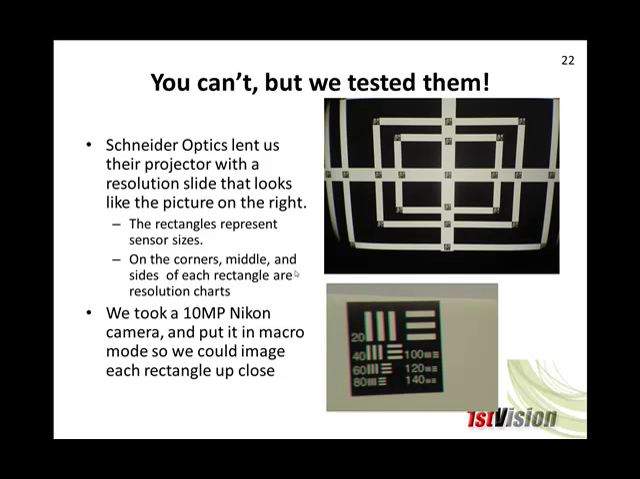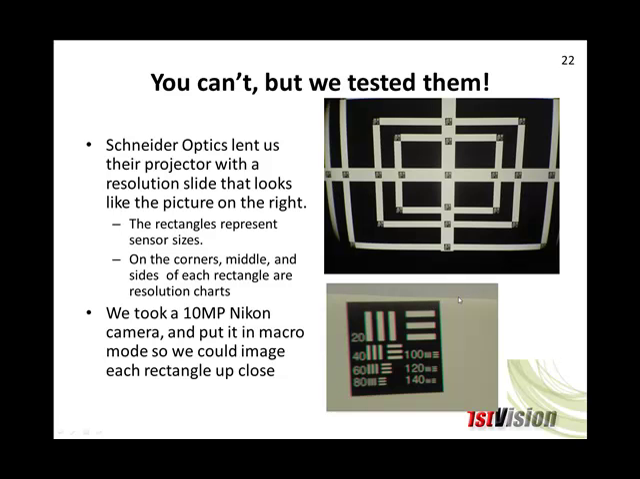Schneider Optics lent us their projector that has a resolution slide that projects through the lens that you're testing, and it looks like the picture on the right. The white rectangles that you see represent the various sensor sizes: 1/3 inch, 1/2 inch, 2/3 inch, etc. Inside of the white rectangles are little resolution charts. So you see these all over here and here and here, and these represent all of them for one sensor size. And what they look like when you take a close-up picture is they have line pair per millimeter charts.